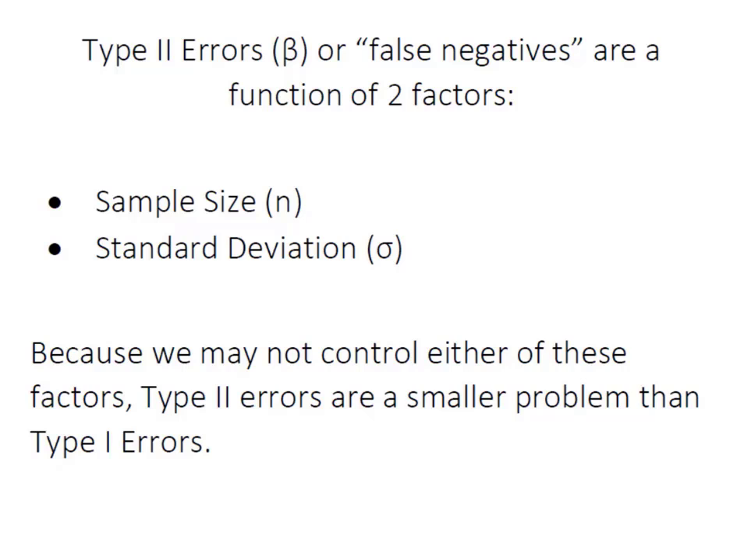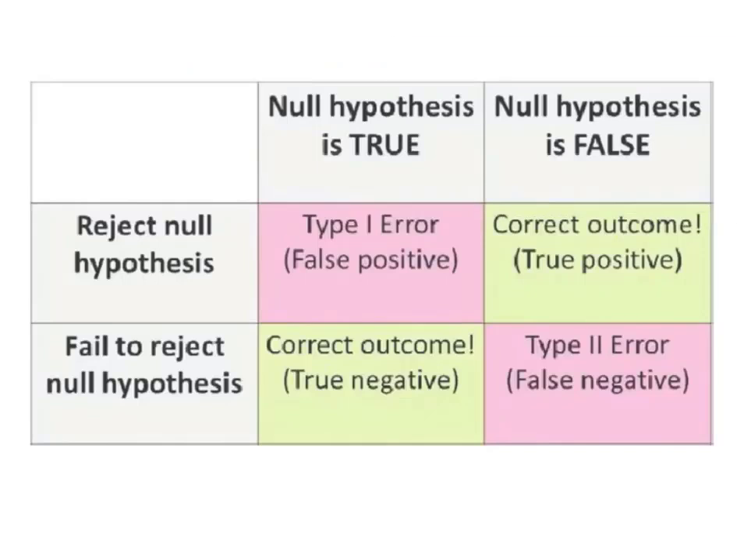Type 2 errors are a function of two factors, sample size and standard deviation. And you may not control either of those factors. There are many circumstances where researchers are unable to control sample size or standard deviation. And because of this, type 2 errors are generally agreed to be a much smaller problem than type 1 errors. So let's look at what these errors really look like.